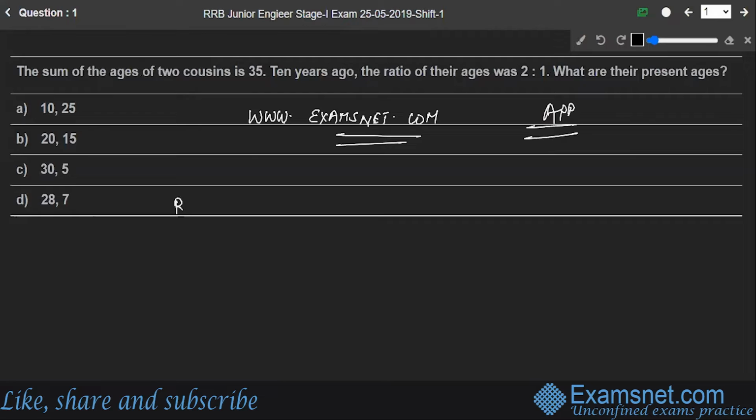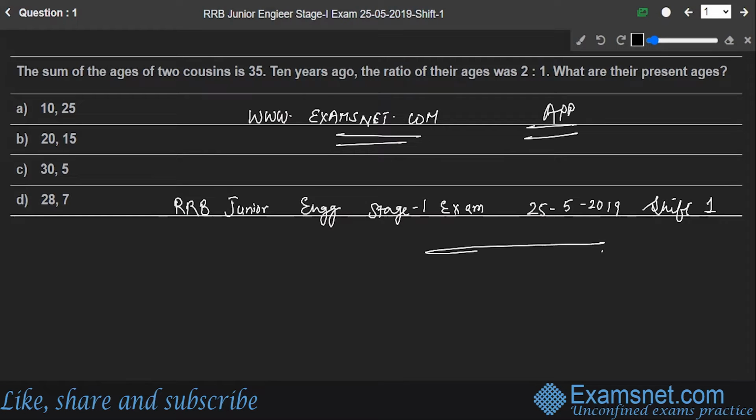Today I'll be solving the RRB Junior Engineer Stage 1 exam held on 25/5/2019, shift 1. Let's start with the paper. Here we go with question number 1. Very best of luck.